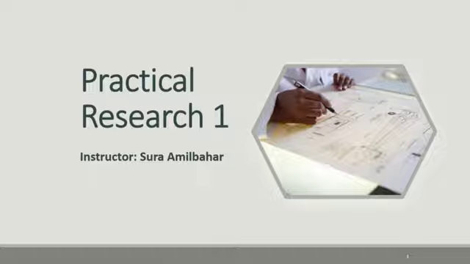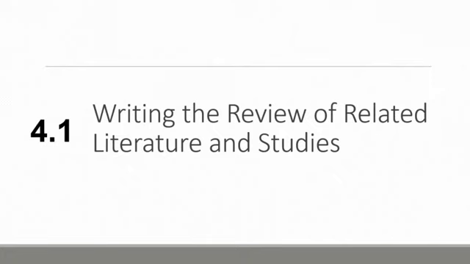Fourth module. The fourth module is subdivided into two parts. The first part is writing the review of related literature and studies, and the second part would be writing the theoretical framework. So last time, we actually talked about identifying the inquiry and establishing your problem statement. We also discussed where you are going to get your research topic, some sources and references where you can get your research topics, and also we differentiated between scope and delimitation of the study.